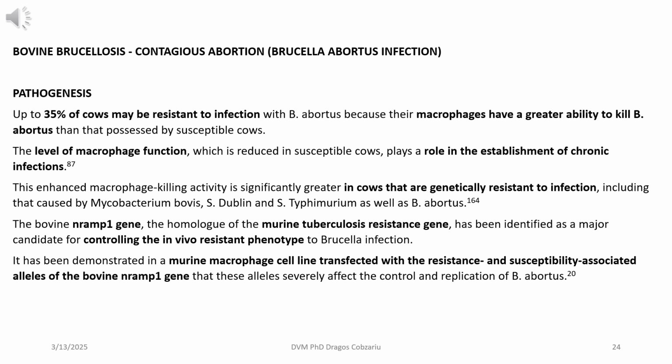Mycobacterium bovis, S. dublin and S. typhimurium as well as B. abortus. The bovine RAMP1 gene, the homologue of the murine tuberculosis resistance gene, has been identified as a major candidate for controlling the in vivo resistant phenotype to Brucella infection. It has been demonstrated in a murine macrophage cell line transfected with the resistance and susceptibility associated alleles of the bovine RAMP1 gene that these alleles severely affect the control and replication of B. abortus.